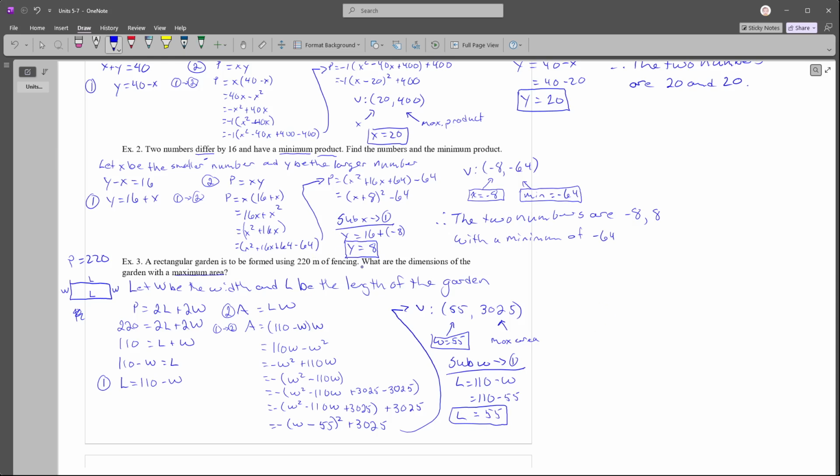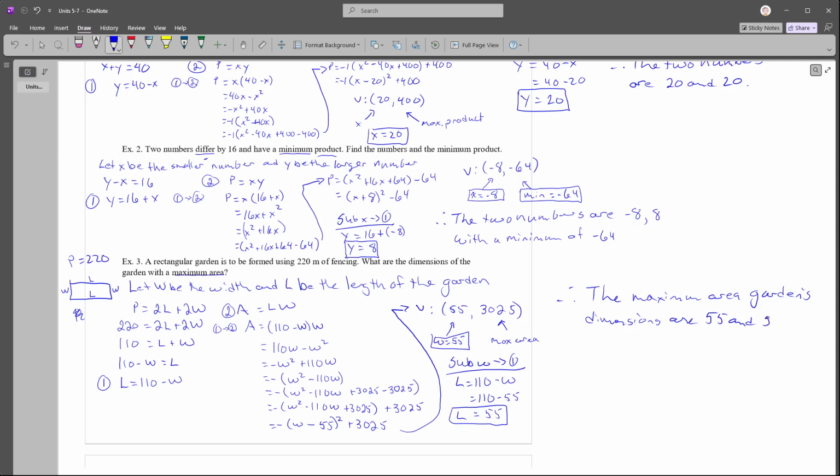So let's answer the question. What are the dimensions of the garden with the maximum area? Therefore, the maximum area garden's dimensions are, now I could say the width and the length separately, but they're both the same thing. So I'm going to say 55 and 55.